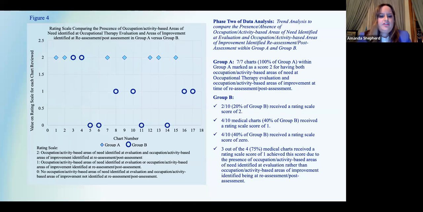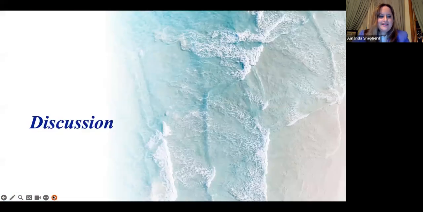I do want to bring your attention to that subgroup of the 4 members of Group B that received that rating scale of 1. Just for further information's sake, about 75% of those received that score because areas of need were identified at the initial evaluation, but occupation-based areas of improvement were not identified at post-assessment or reassessment. So let's get into the discussion.